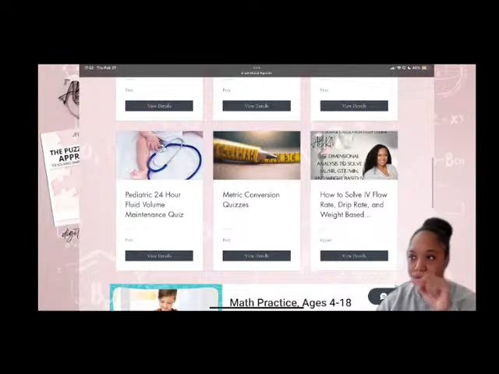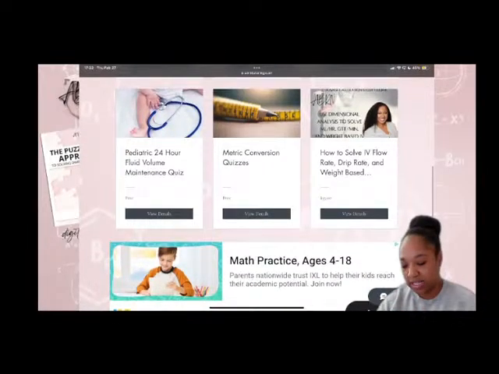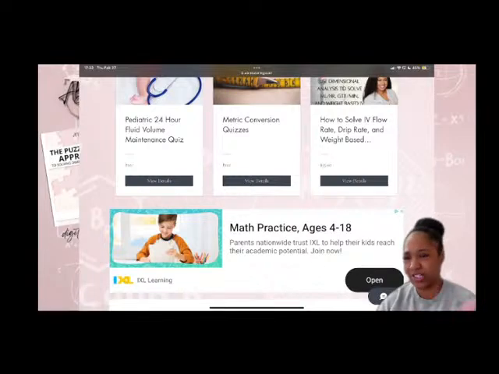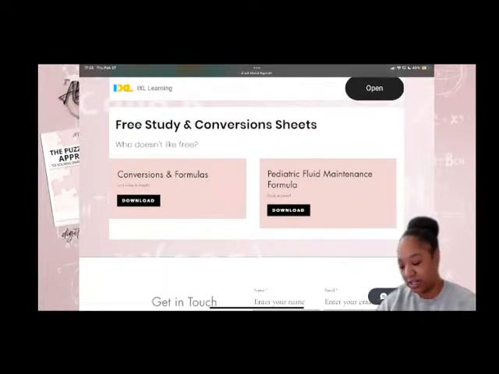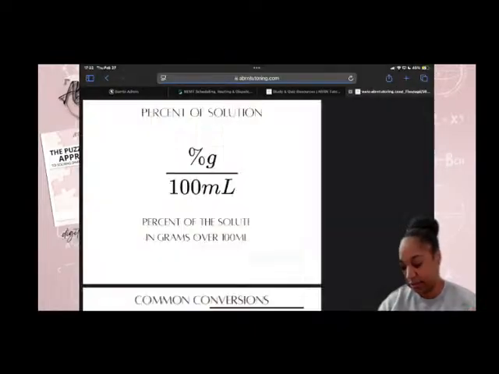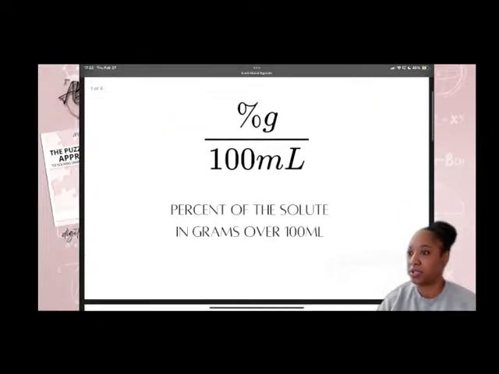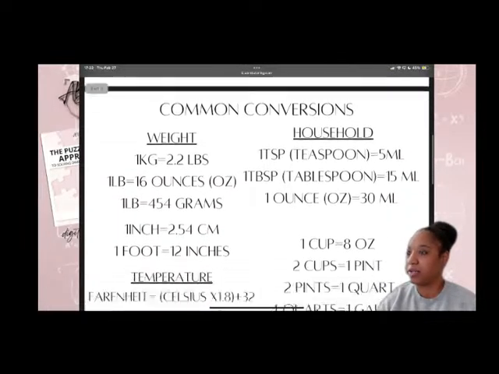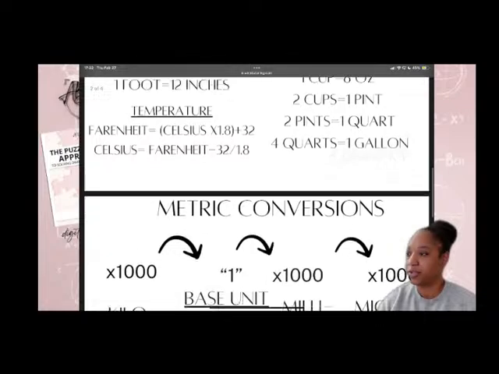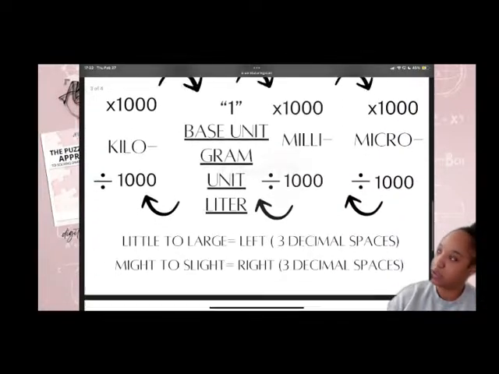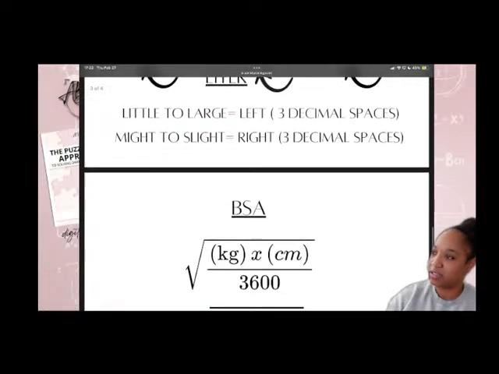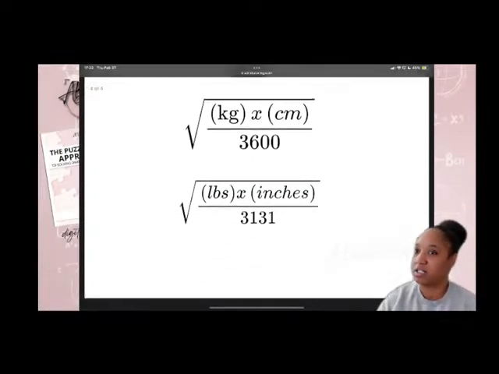That's the flow rate, drip rate, and weight based IV course. If you really having problems with that, it's videos and questions and sheets, all of that to help you with that. And then if you go to the bottom, you see free study conversion sheets. So you download that, and that's your percent of solution. Those are your common conversions and your temperature. And then the metric ones that you really, really use with the 1,000 and 1,000 and 1,000. And then that's your BSA. So yeah, you can download those.